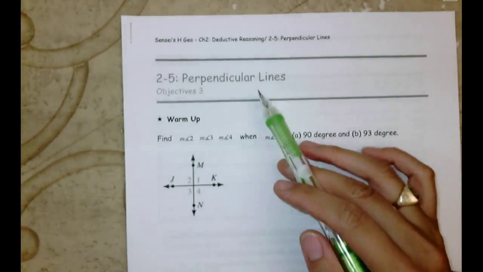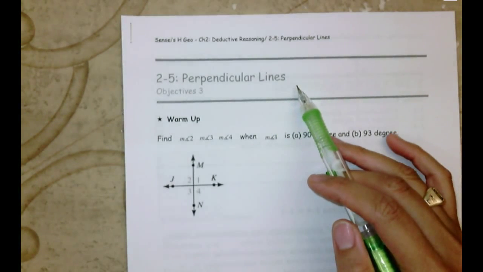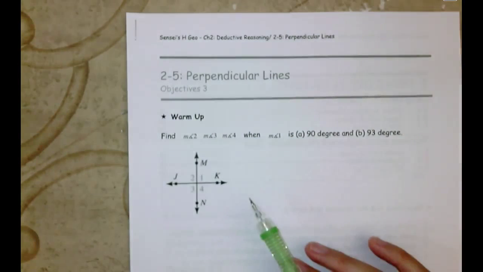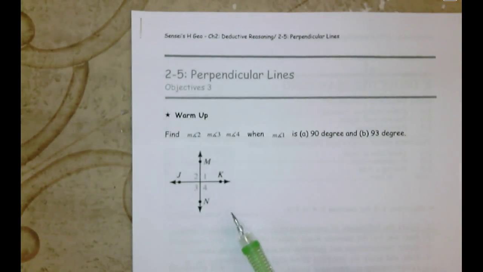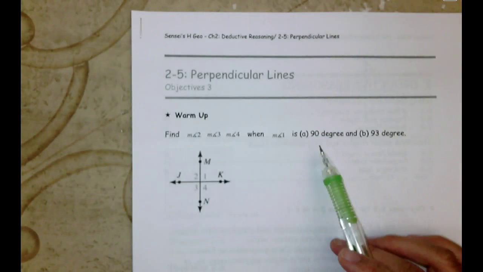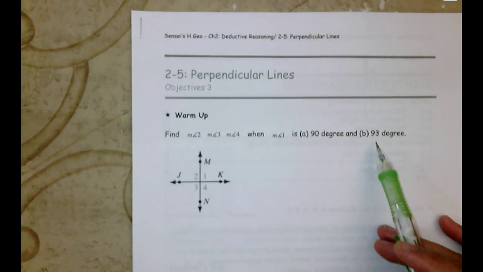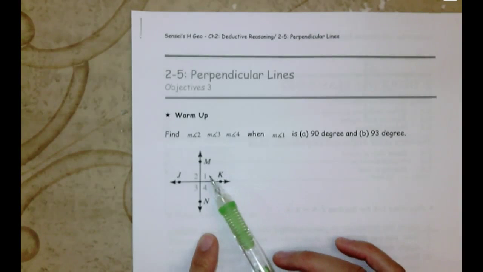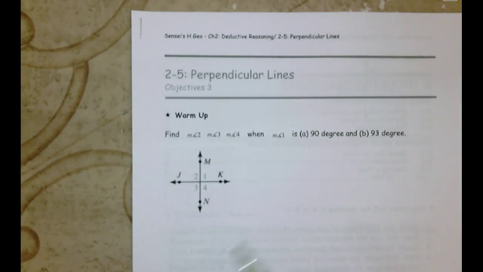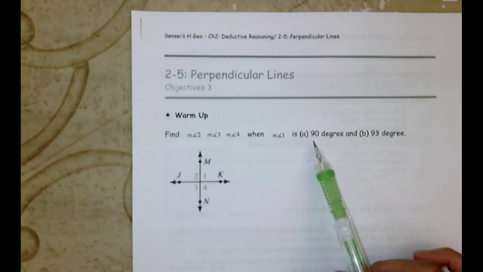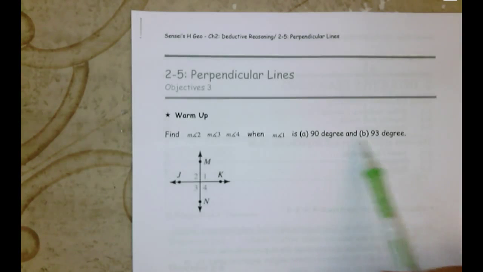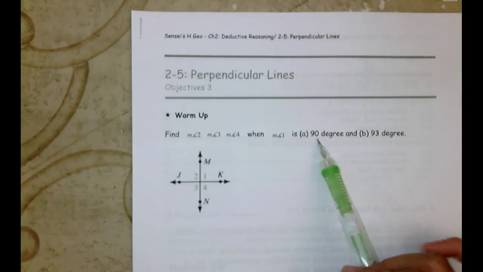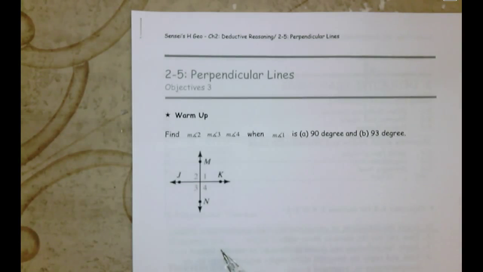Section 2.5 is perpendicular lines, and objective 3 in this packet. So do a warm up. We did something very similar to this. Actually, we did this problem in, I forgot which packet. So get the measure of angles 1, 2, 3, 4 when A is 90 degrees and B is 93 degrees.